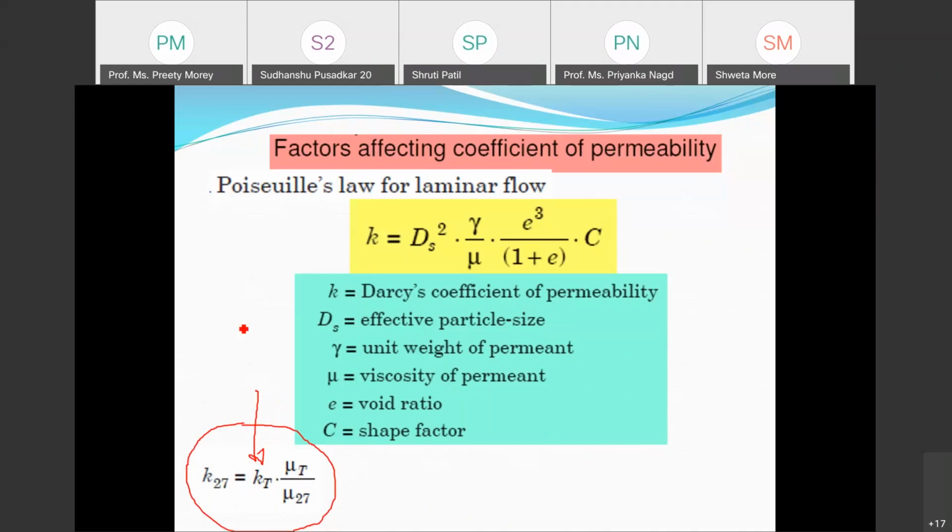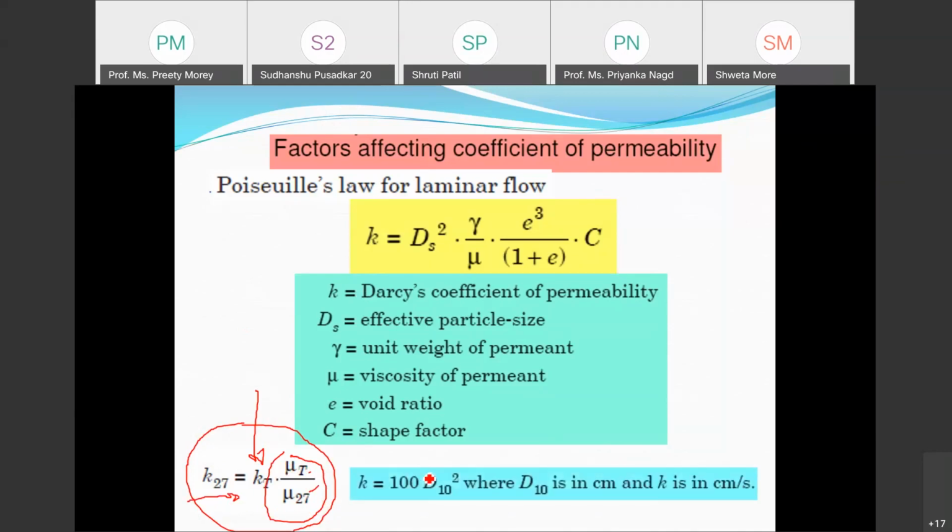And as I said earlier, viscosity depends upon the temperature. So I should get the value of viscosity at the certain temperature T and at the standard temperature 27, so I can identify the permeability at the specific temperature.